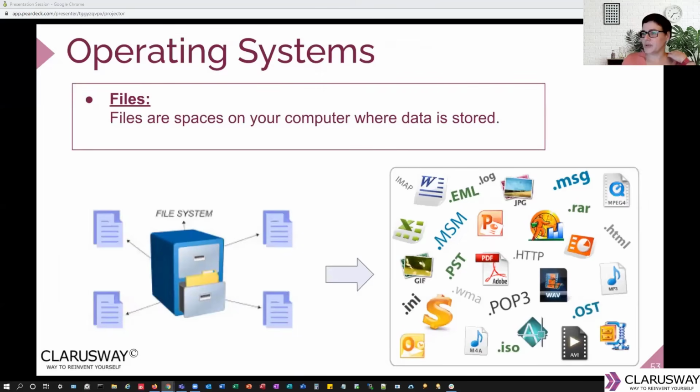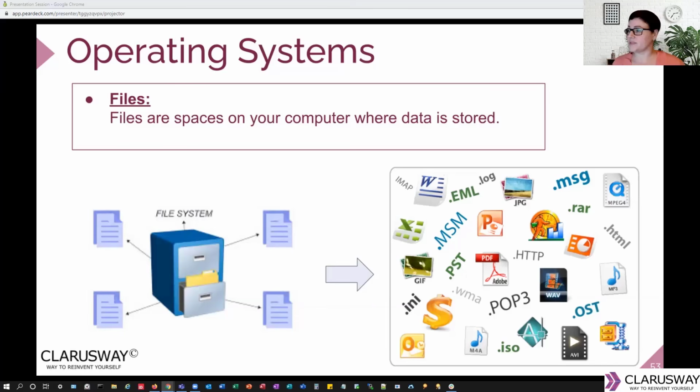All right. Now we're going to get into files. We talked about files earlier in the vernacular. You open a file. I'm going to send you that file. Where's that file located? So files are spaces on your computer where data is stored.